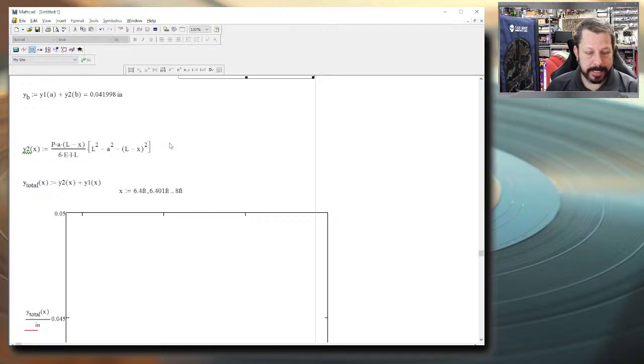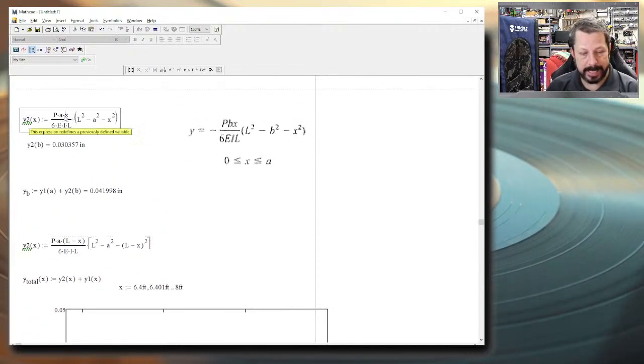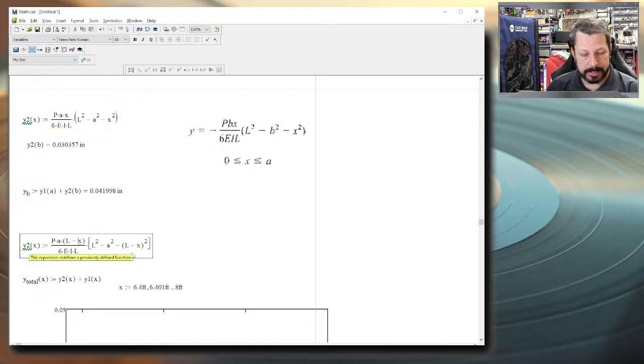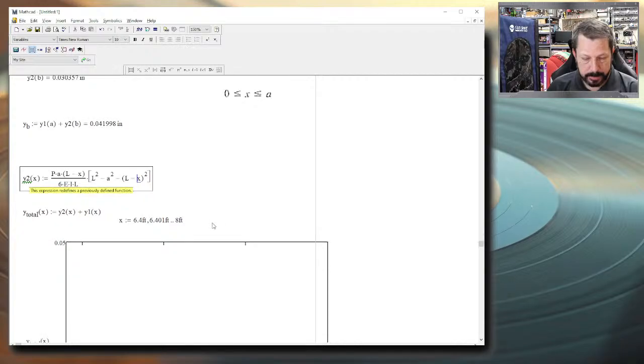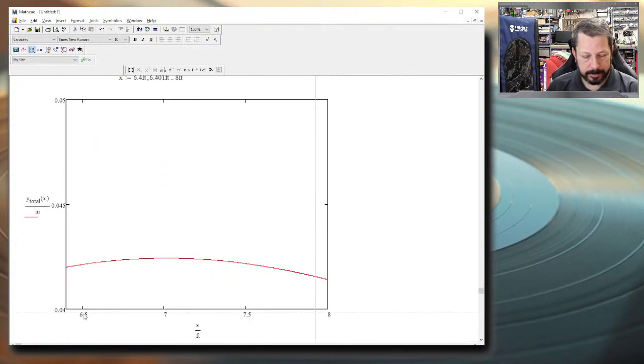We had to take that equation and mirror it. That's the L minus X part in this equation. The equation is exactly the same, except everywhere there was an X before, I replaced it with L minus X to mirror the equation. And then I plotted it. I zoomed in on the limits.